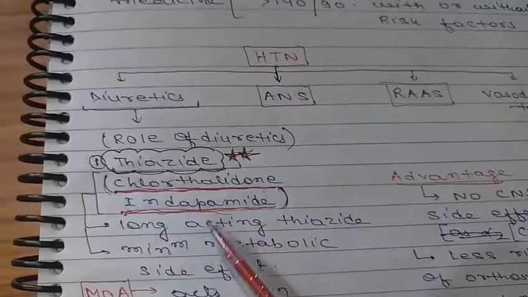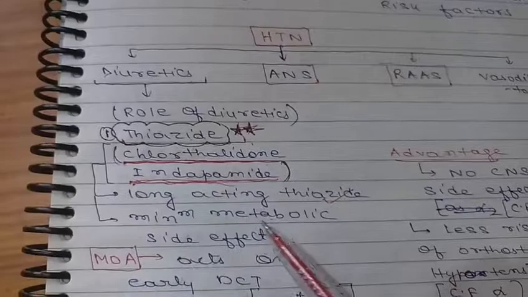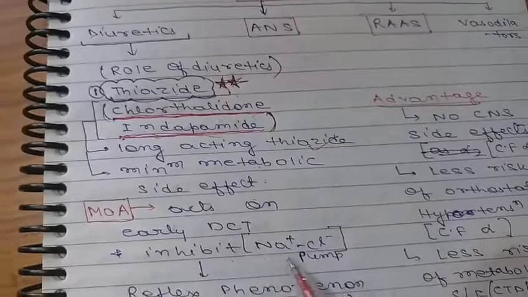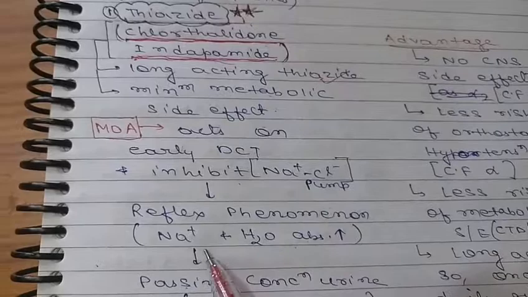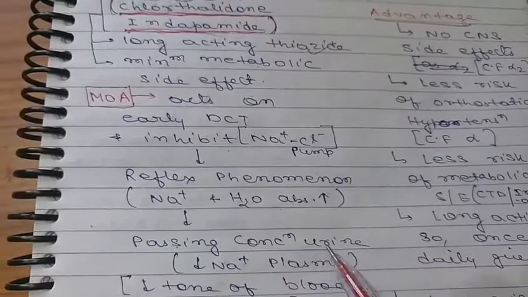Now what is the action? These two are long acting thiazides, and they have minimum metabolic side effects, so they are good from the viewpoint of side effects. Mechanism of action: it acts on the early DCT and inhibits the sodium chloride pump. This leads to a reflex increase in sodium and H2O absorption. Sodium absorption is not very much, but H2O absorption is increased more, so concentrated urine is passed.